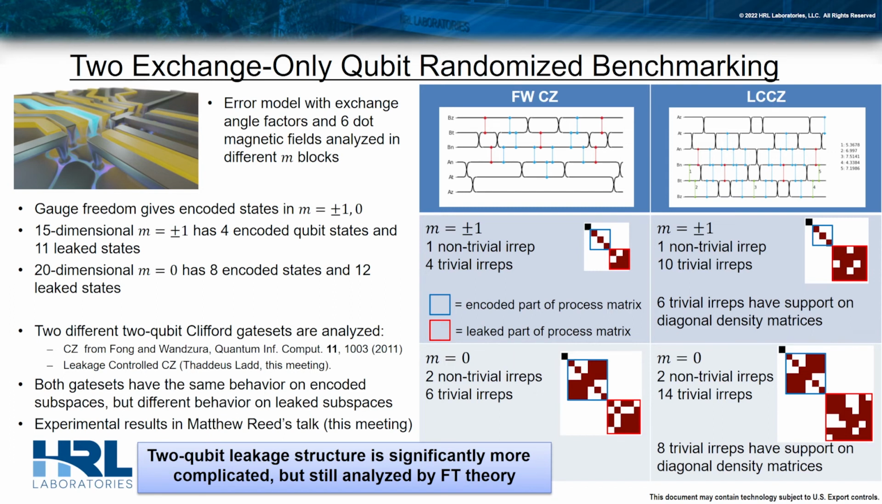As an example, the lower right entry in the table shows the M equals 0 block's process matrix for the LCCZ-based gate set. In this case, there are 2 copies of the non-trivial irrep that are outlined in blue, and 8 copies of the trivial irrep, which is the upper left square, and the red 7x7 block. With noise, the 2 non-trivial irreps couple, and the 7x7 block of trivial irreps also couple.